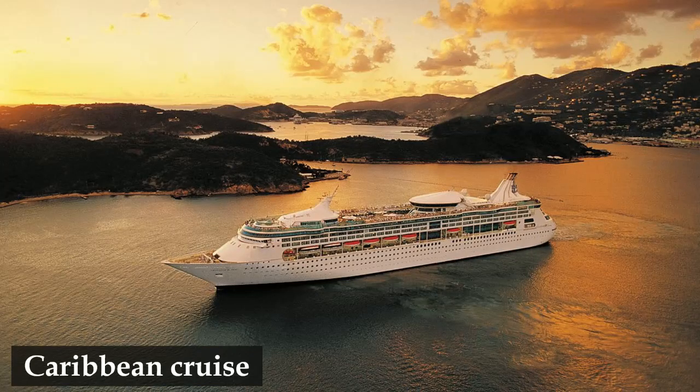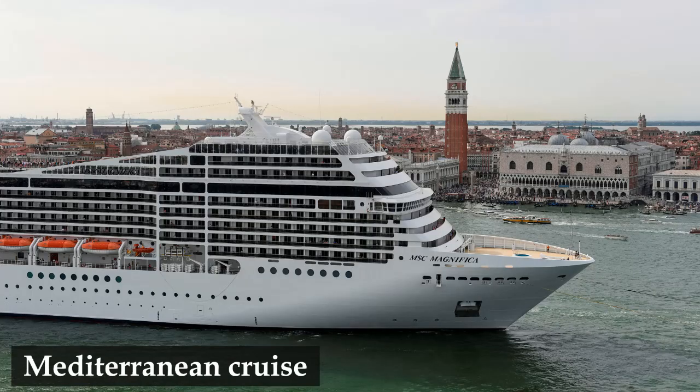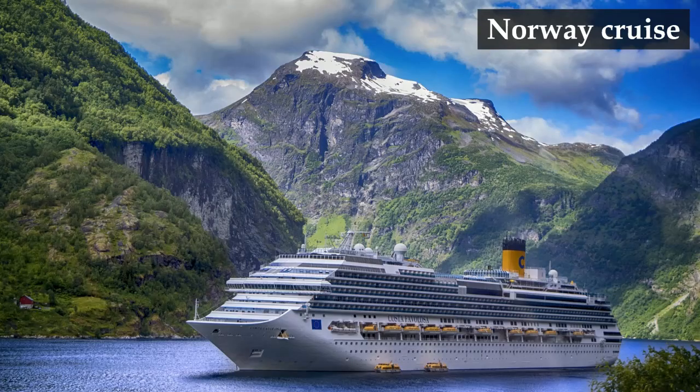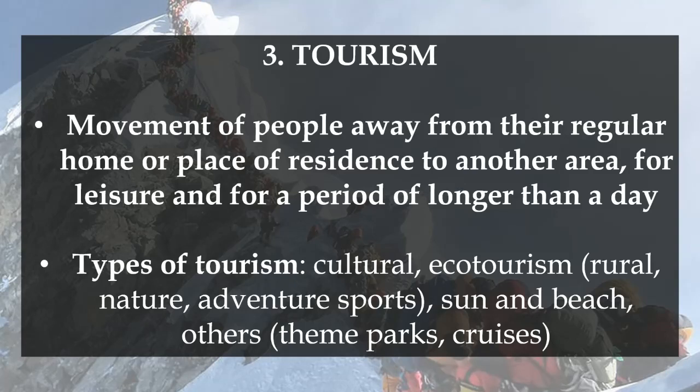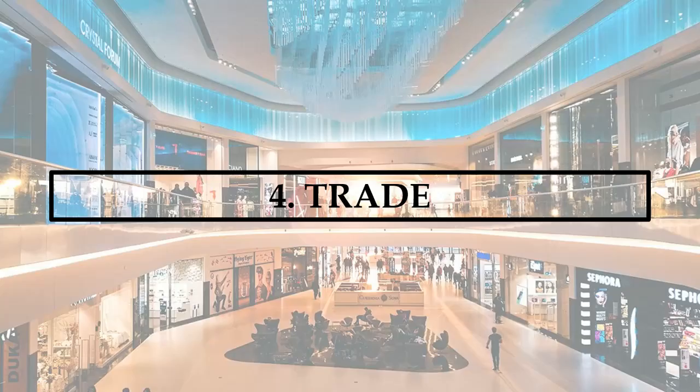Then we have the sea and river cruises, which are passenger ships with a lot of commodities which travel around several locations, for example the Caribbean or the Mediterranean, this is Venice, or the Norwegian fjords, or rivers such as the Nile in Egypt. This is the summary, and let's go for trade.